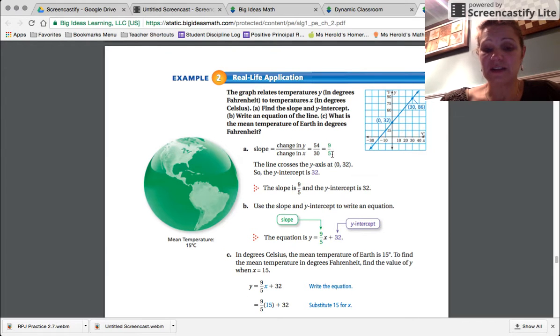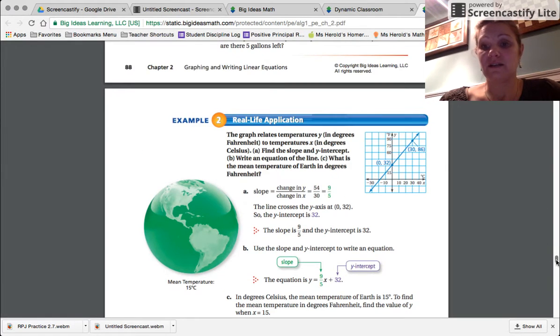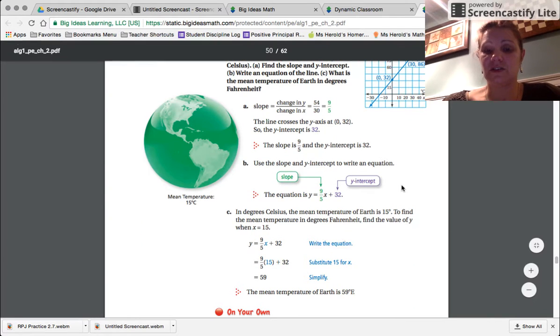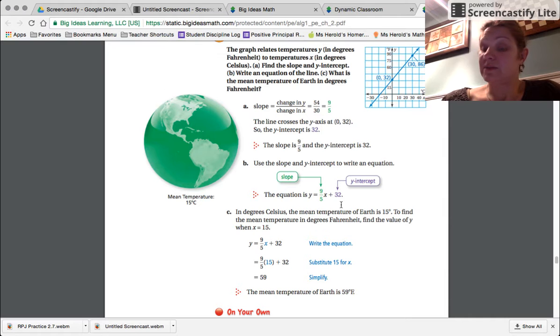You don't have to change that to a decimal. You can leave it as a fraction. That's perfectly fine. In fact, probably preferable because when you're graphing something later on, it's going to make it a little easier. So now that I've got the slope and I have the y-intercept, I can put that straight into slope-intercept form. Sometimes they're going to ask you for a different format of the equation. Don't forget, I could multiply everything here by 5, get rid of that fraction. I'd get 5y equals 9x plus 160. And then I can change that into standard form if I wanted to.